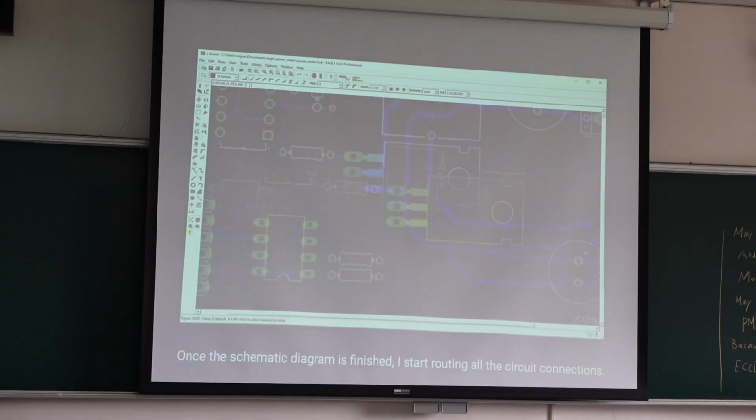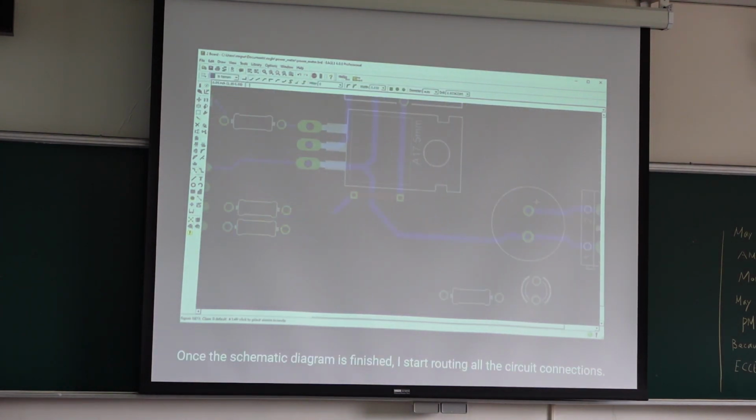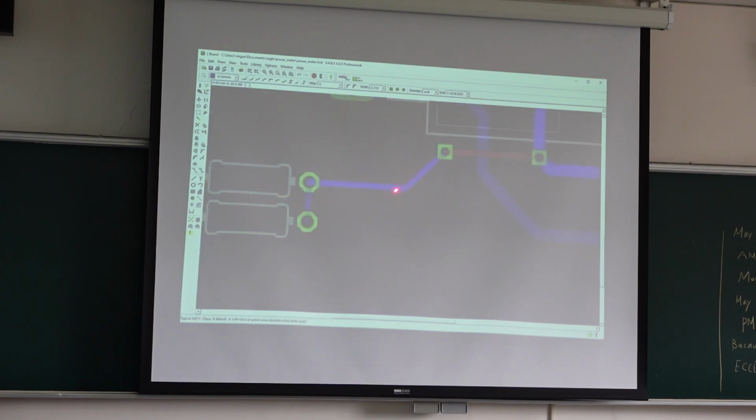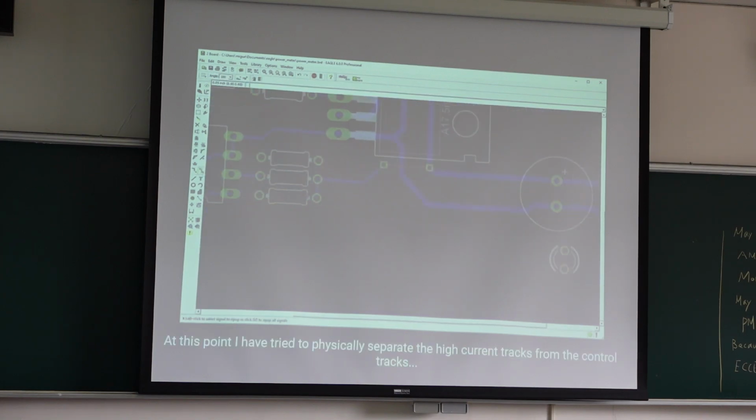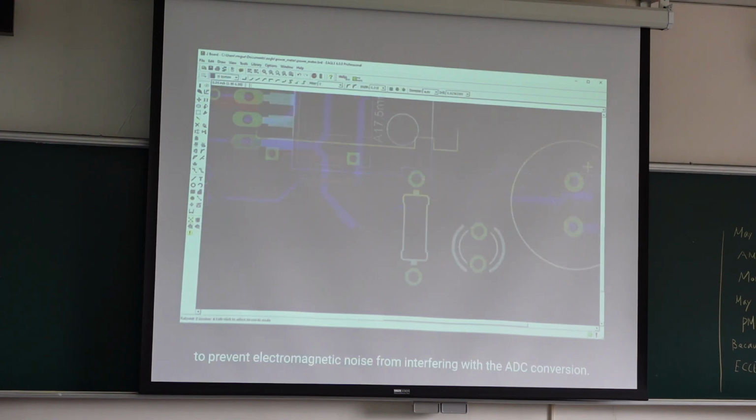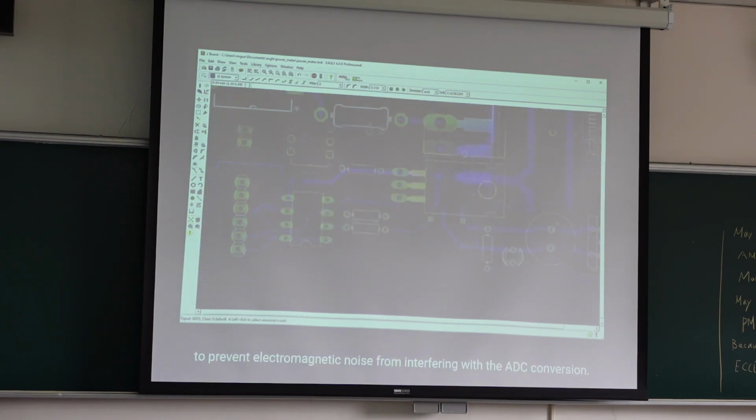Una vez terminado el diagrama esquemático, empiezo a rotear todas las conexiones del circuito. En este layout he tratado de separar físicamente las pistas de alta corriente de las de control, para evitar que el campo electromagnético interfiera en la conversión del ADC.